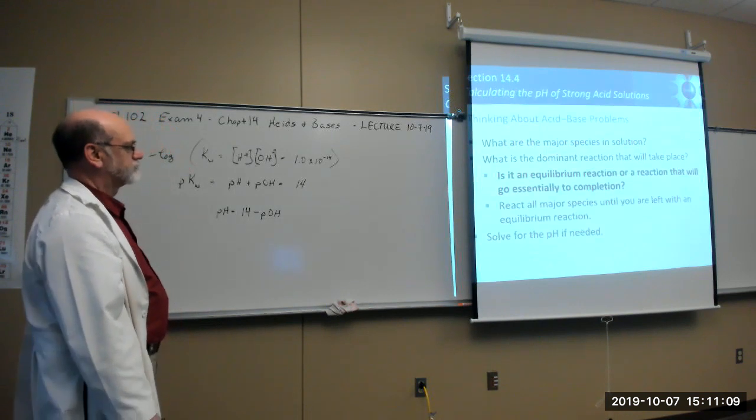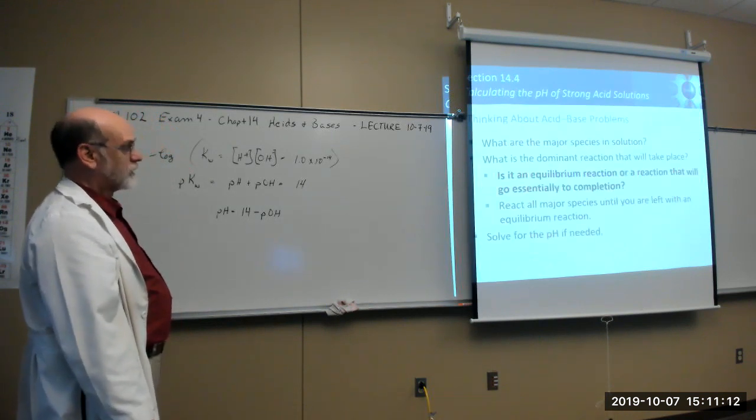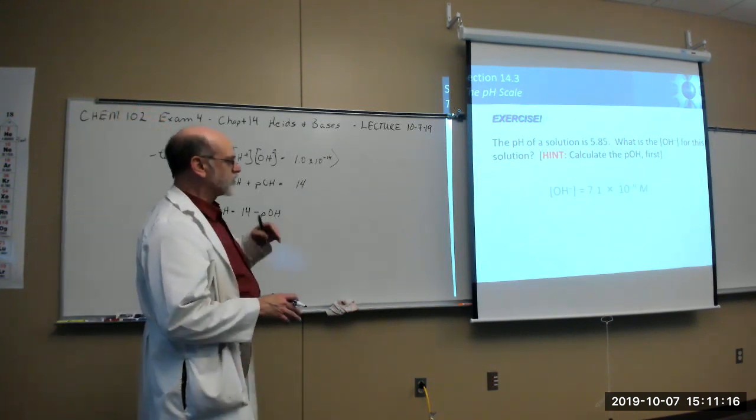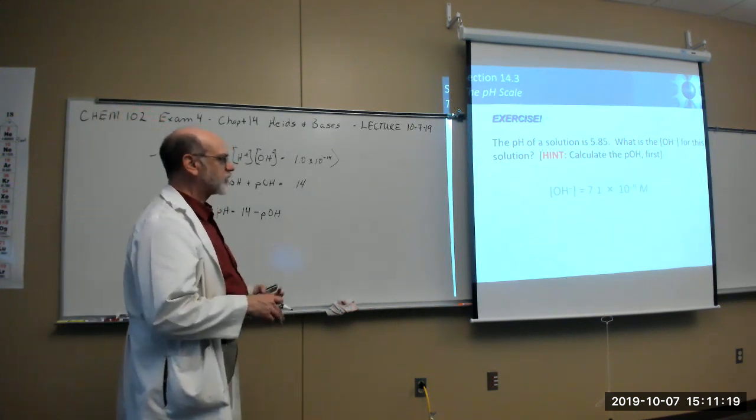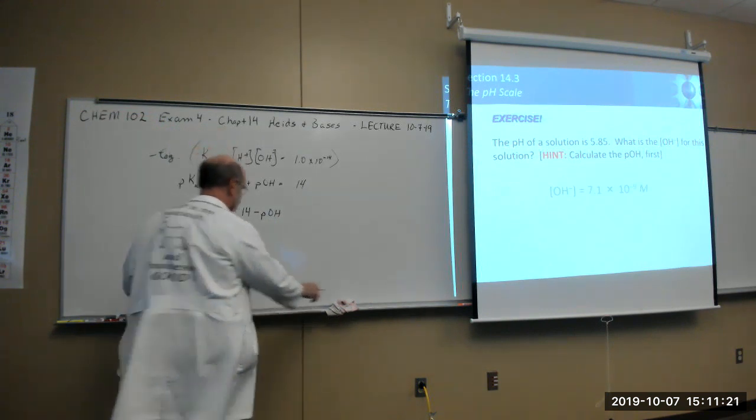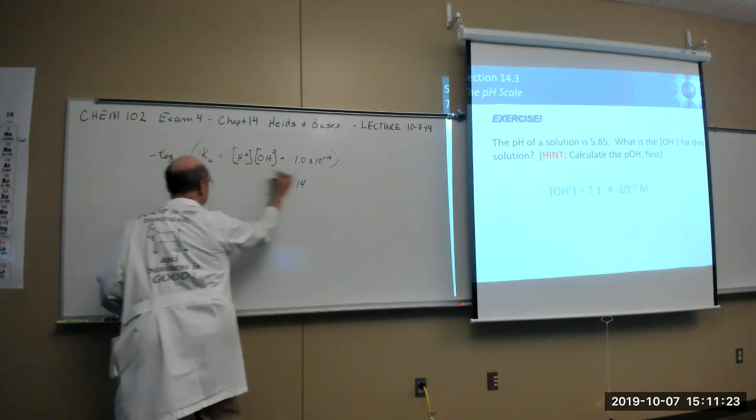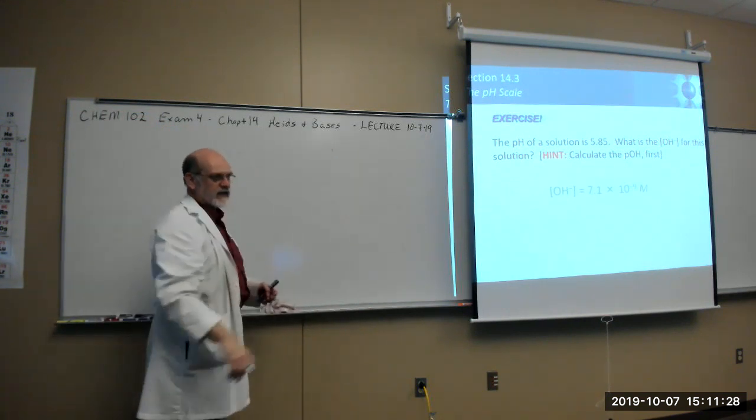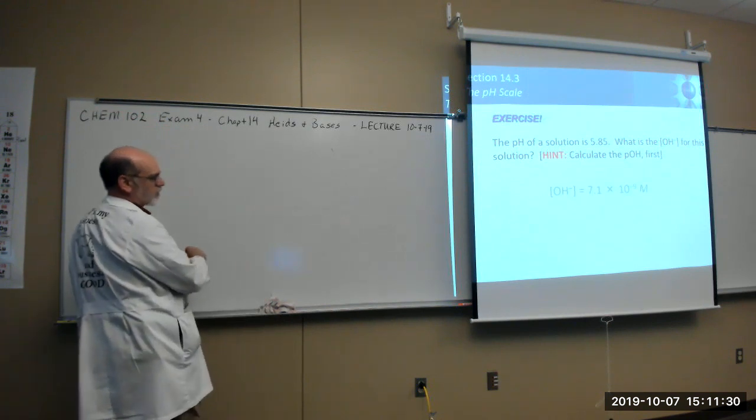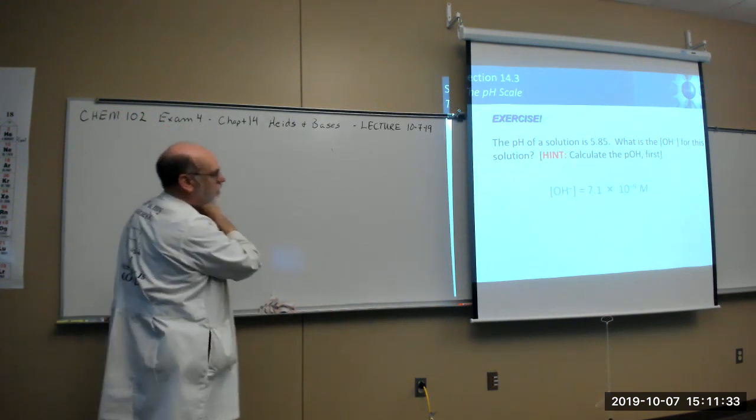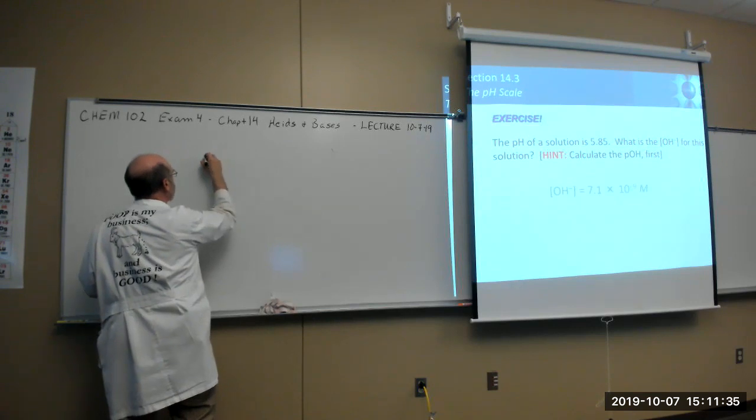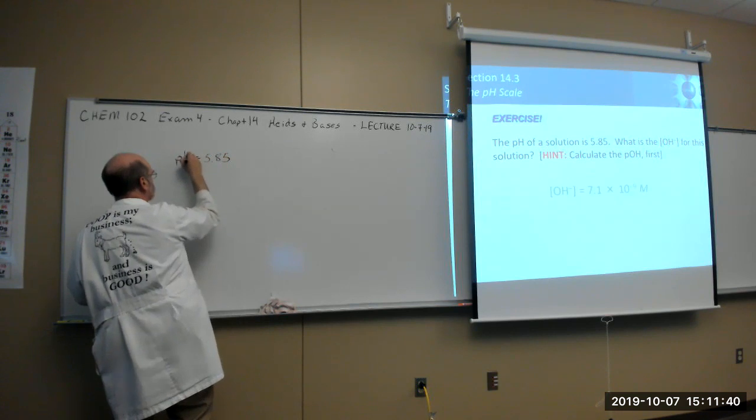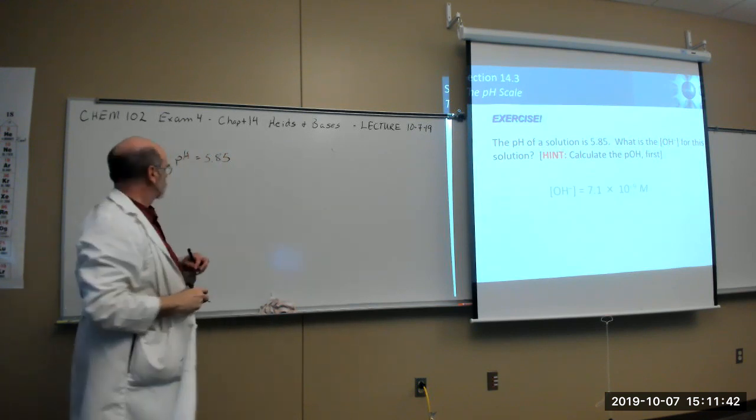All right. Oh, I skipped something. For this one, if the pH is 5.85, what's the hydroxyl ion concentration? Let's do that one, because that actually works backwards. It uses a concept called the anti-log. So the 5.85 equals the pH, and we want to know this one.